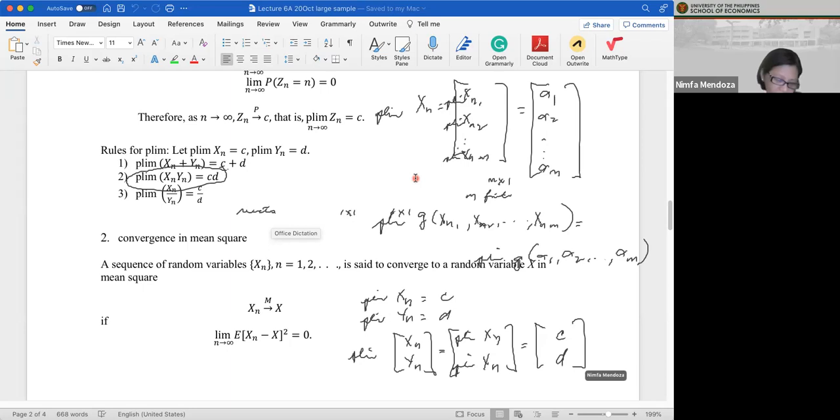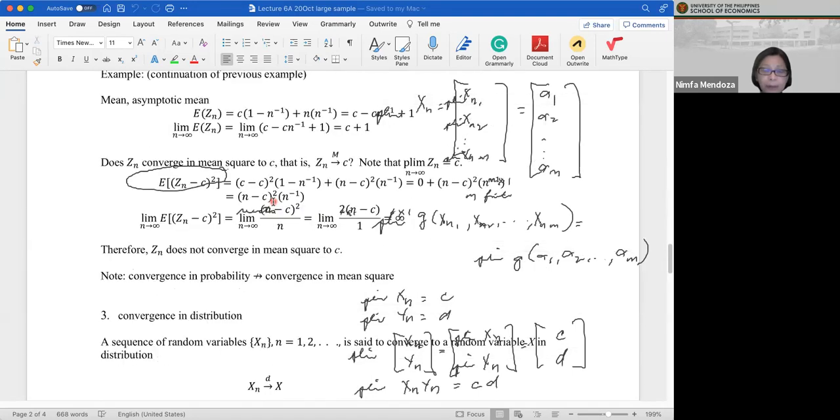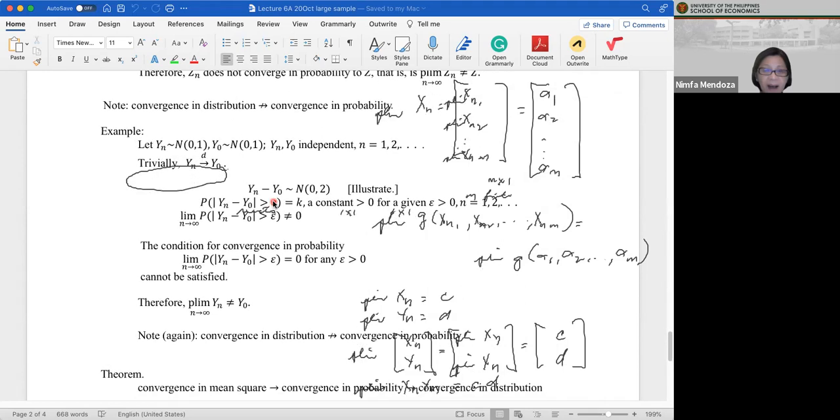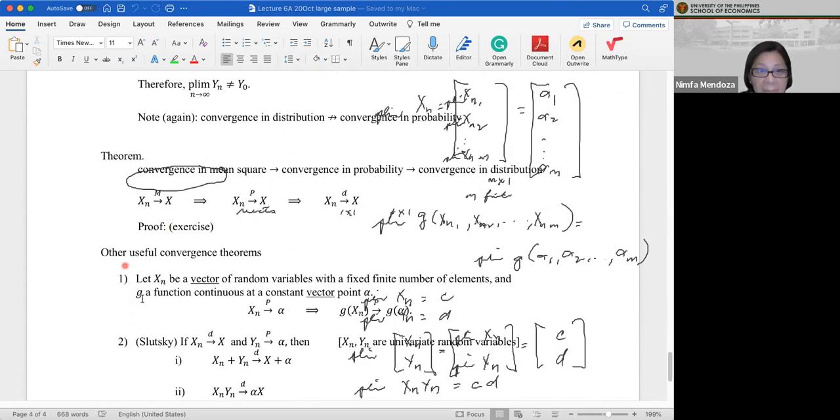Suppose you have a function of x sub n, y sub n, and you want to get the PLM of that. So that is just c times d. Actually, these rules for the probability limit come from this result here.